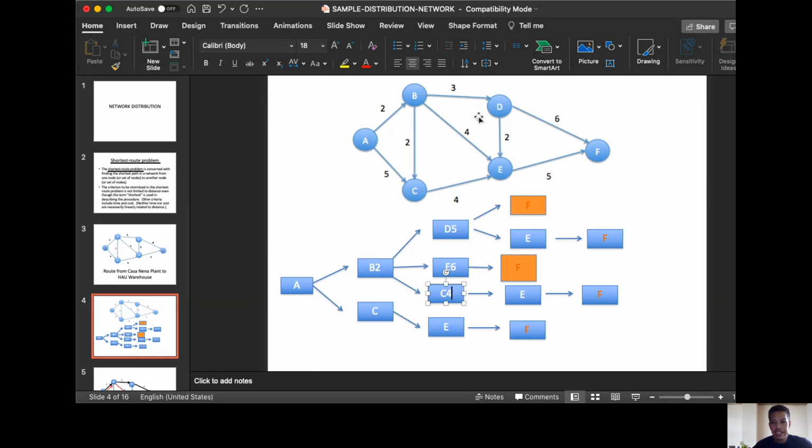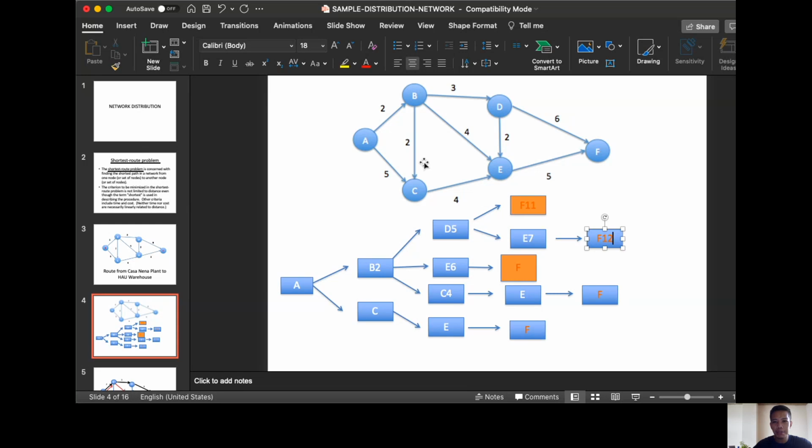Then let's take the route of D first. From D, you could go to F directly. So that's 5 plus 6, this will be 11. Or it could take a reroute. From D, go to E first. This will become 7. And then from E, you could go to F, an additional 5. So this will be 12.